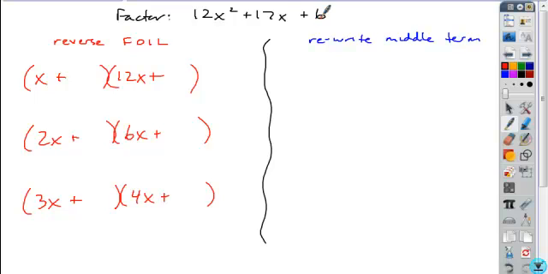And then finally, the last ones that we can test are the different combinations of factors that give you a positive 6. So our possibilities are 1 and 6, 6 and 1, 2 and 3, and 3 and 2. So we have 4 to test for each one. And again, if I just write those out.